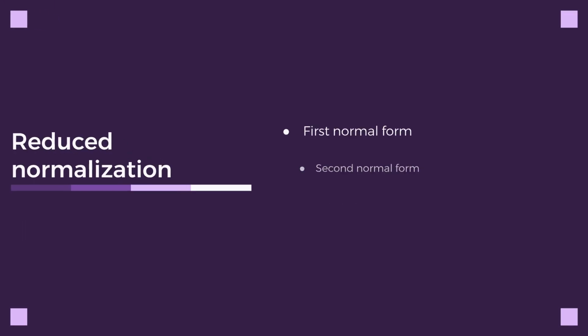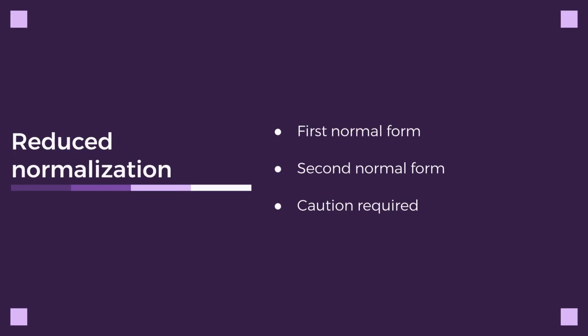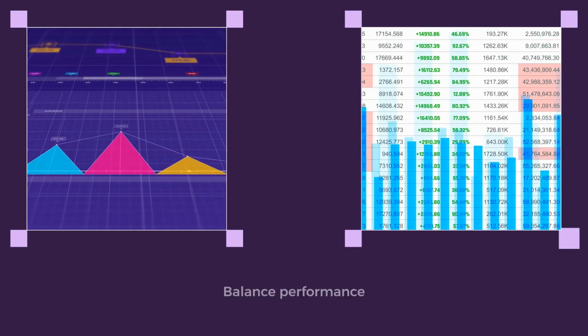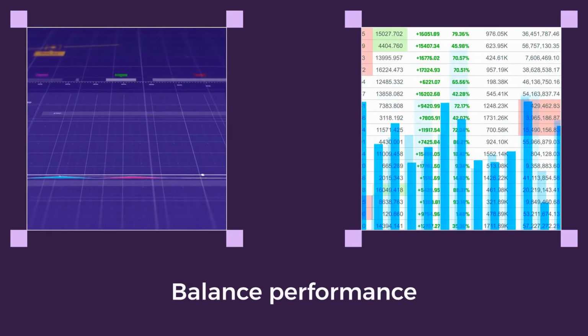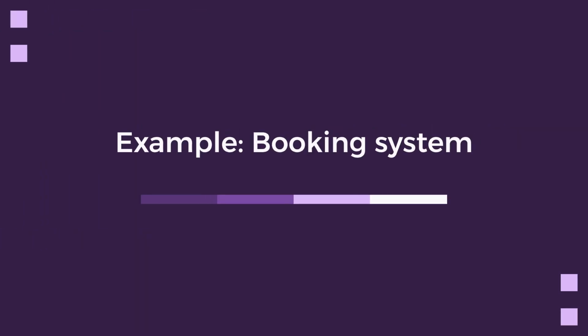When denormalizing, you intentionally fall back to first and second normal form tables, which means accepting more redundancy. It requires balancing performance gains against the increased data redundancy and potential for data inconsistency. Let's consider a practical example using a booking system.